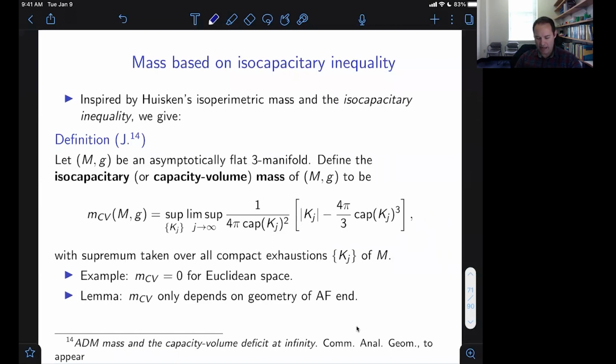It's worth pointing out that if you look at just this expression without taking the limsup, the volume depends on everything inside the set Kj. The capacity depends on everything outside the set Kj. So at first it looks like this depends on the entire global geometry of the manifold. But if you actually optimize at infinity, this capacity volume mass only depends on what's happening at the end. That's really a bare minimum that you would want in a mass in general relativity, just to depend on the end behavior.